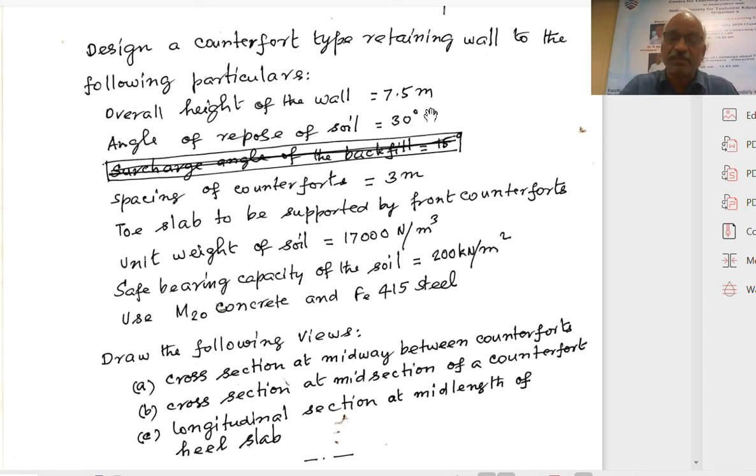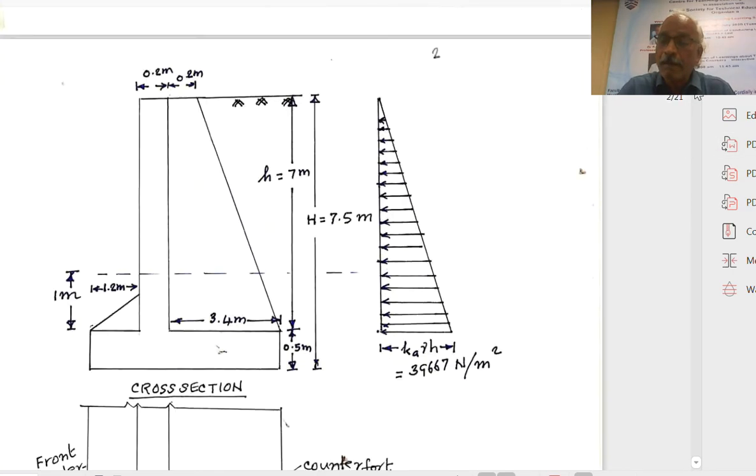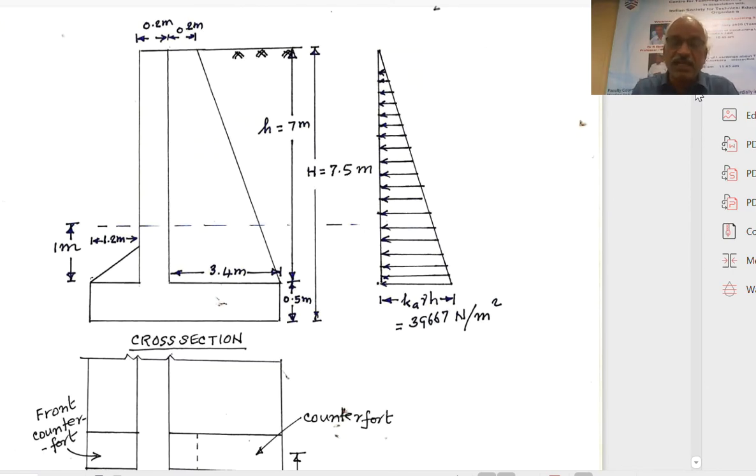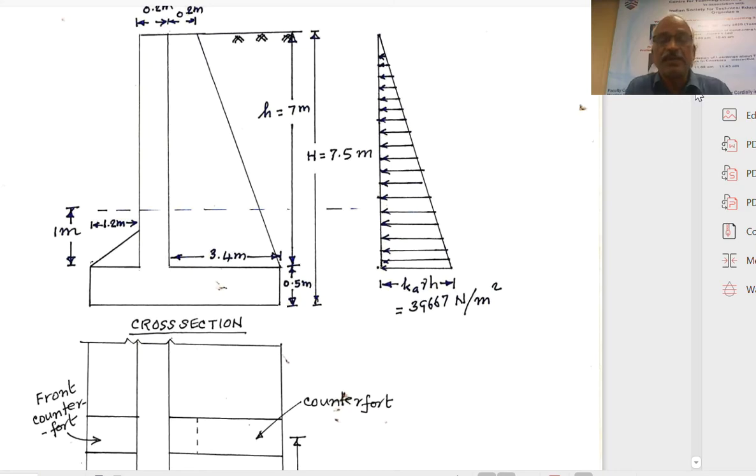Therefore, we have taken a design problem like this: a retaining wall of height 7.5 meters retaining earth with the backfill horizontal. Other dimensions we need not discuss. This is the cross section showing the dimensions of the retaining wall. 0.2 meter is the designed thickness of the upright slab, and we have proportioned the other dimensions. When you see the earlier lecture, you will know everything, but still I just briefly summarize and go fast.